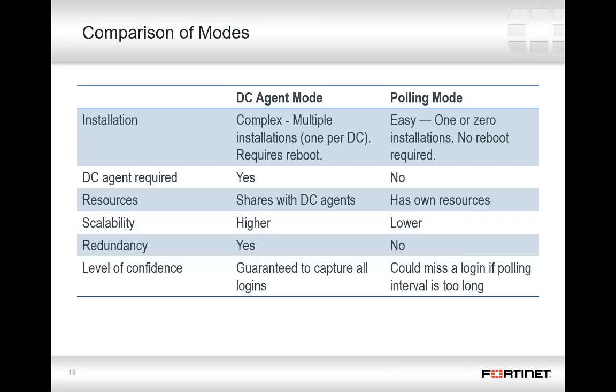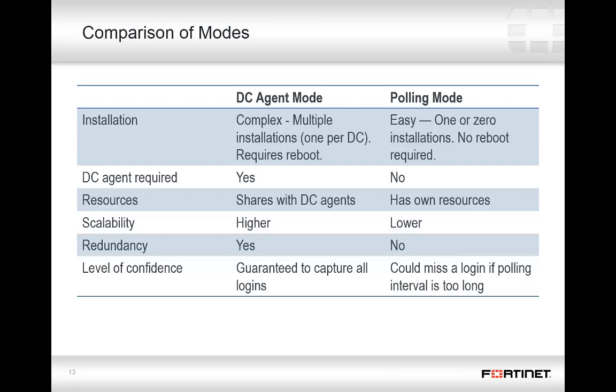This table summarizes the main differences between DC agent mode and polling mode. DC agent solutions are usually more complex. They require not only a collector agent, but also a DC agent per DC. However, it's more scalable because the workload is distributed among all of the agents, the collector agent and the DC agents. Additionally, this deployment offers redundancy because you can have more than one collector agent.